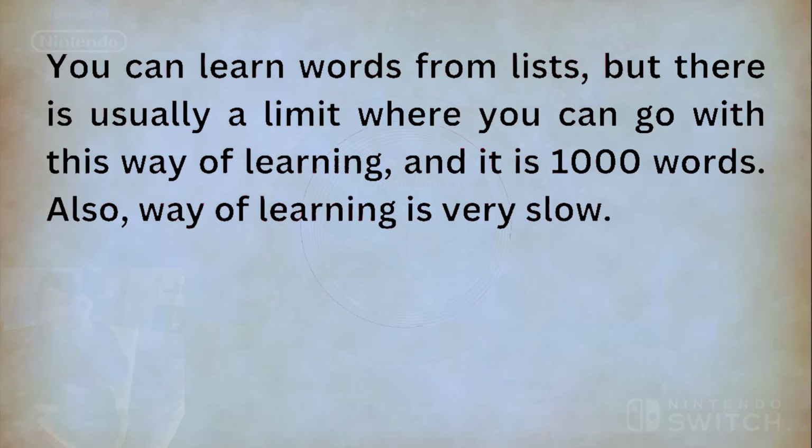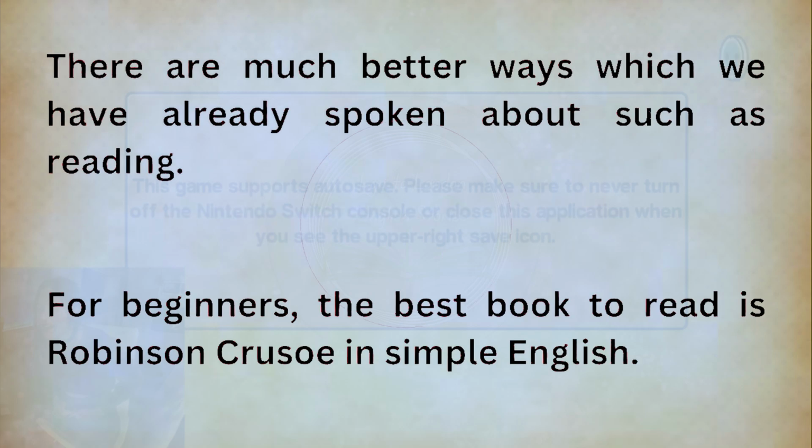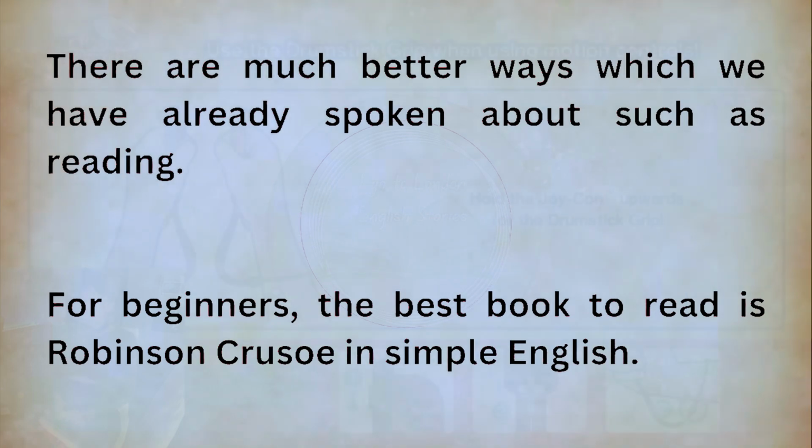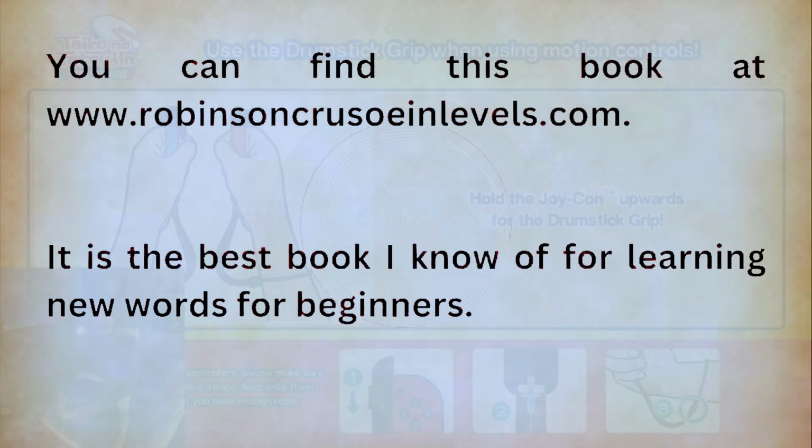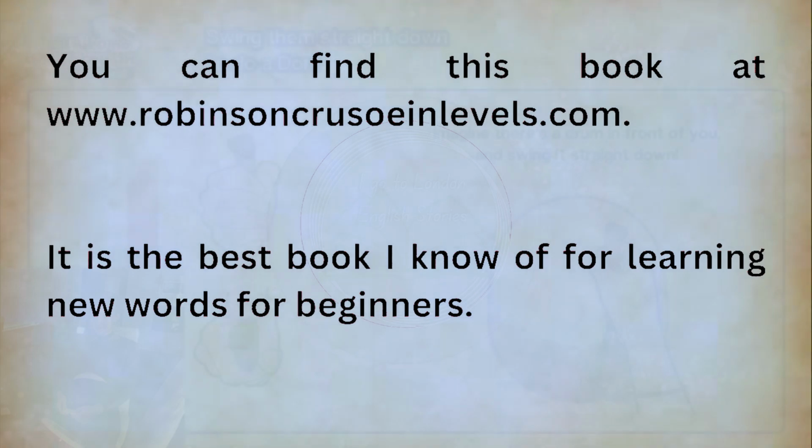You can learn words from lists, but there is usually a limit to this way of learning, and it is 1,000 words. Also, this way of learning is very slow. There are much better ways which we have already spoken about, such as reading. For beginners, the best book to read is Robinson Crusoe in simple English. You can find this book at www.robinsoncrusoeinlevels.com. It is the best book I know of for learning new words for beginners.